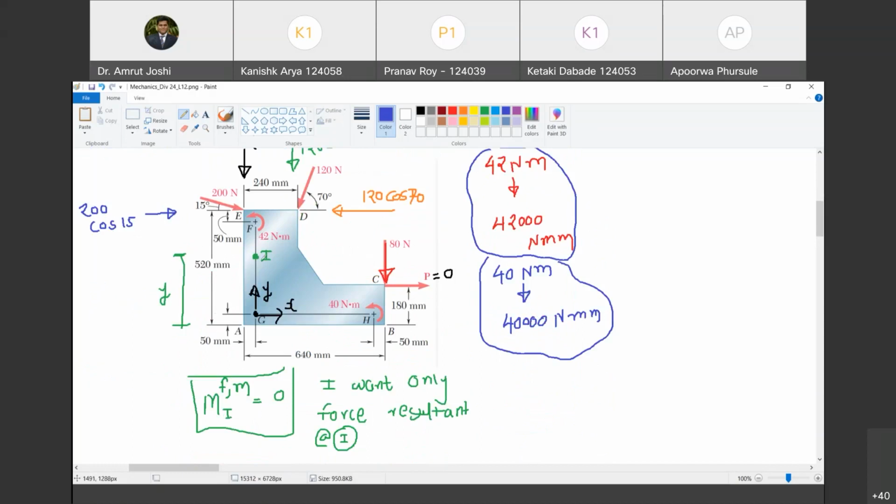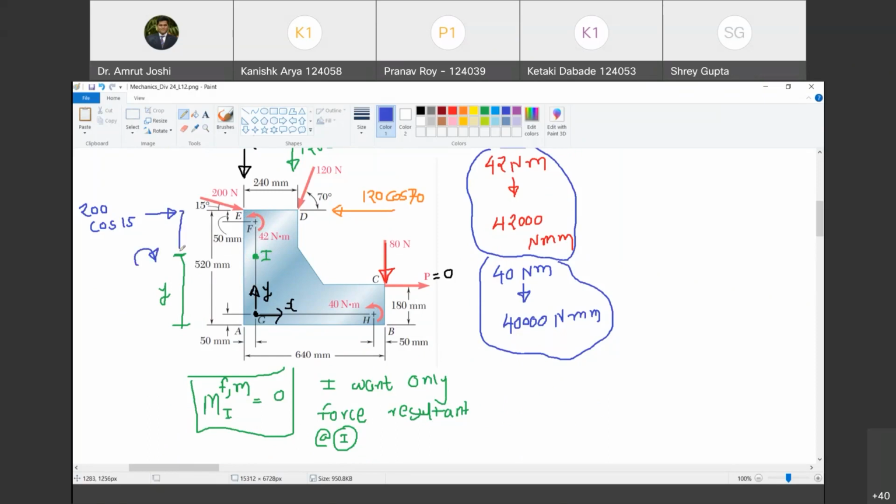200 cos 15, its moment about I. What kind of moment will it produce, clockwise or anti-clockwise? It will produce a clockwise moment. So at I, I am going to show clockwise moment produced by this 200 cos 15. And what will be the moment? As it is a horizontal force, we are looking at vertical distance. So what is the vertical distance between I and E? Sir, 50 millimeters. No, that is the vertical distance between F and E. No, sir, sorry. It will be 520 minus Y.